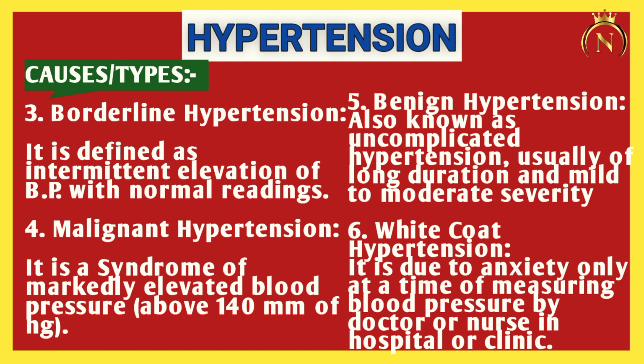Fifth is benign hypertension. It is one type of hypertension, but it is not complicated in our body. The severity will be moderate. Sixth is white coat hypertension. This kind of hypertension happens at any time of anxiety. So it happens only during anxiety.